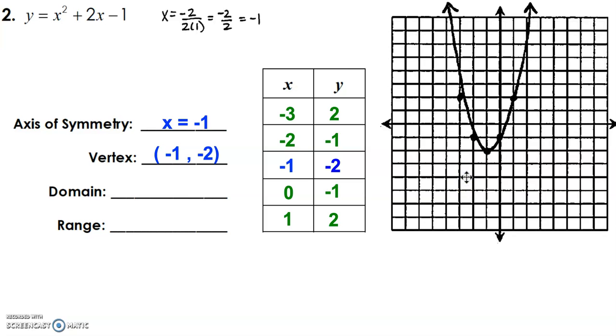When I graph that, it looks like this. My vertex of negative 1, negative 2, and then my other points graphed, and I make that smooth parabola through them. My domain is all real numbers from negative infinity to positive infinity. My range is everything greater than or equal to negative 2.